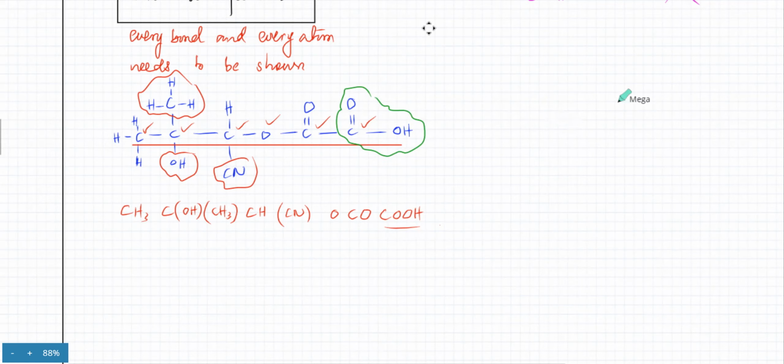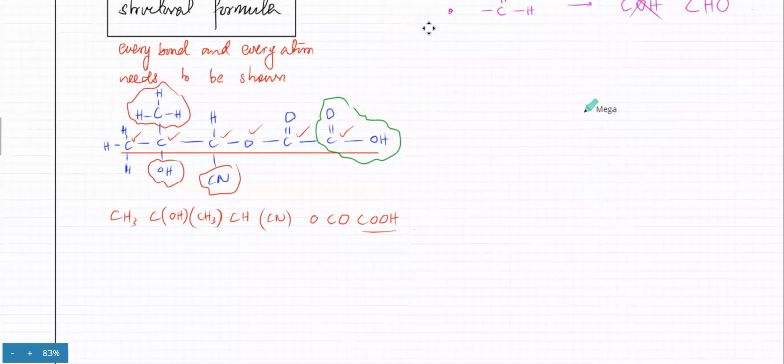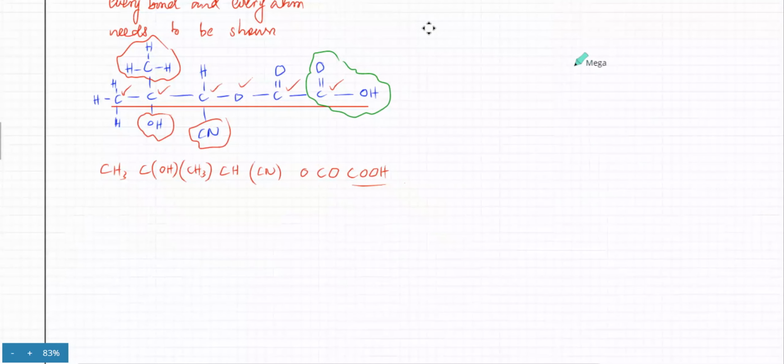And remember, I'm not going to spend a lot of time on this because we will be practicing this a lot. Structural, displayed, fully displayed, etc. This is all that we will be doing. Now, moving to the third type of structural formula, there's a thing called the skeletal formula.